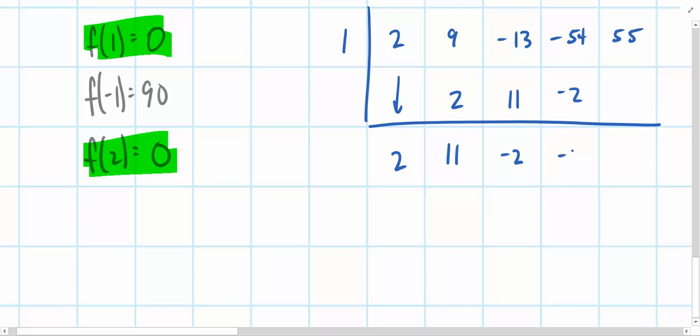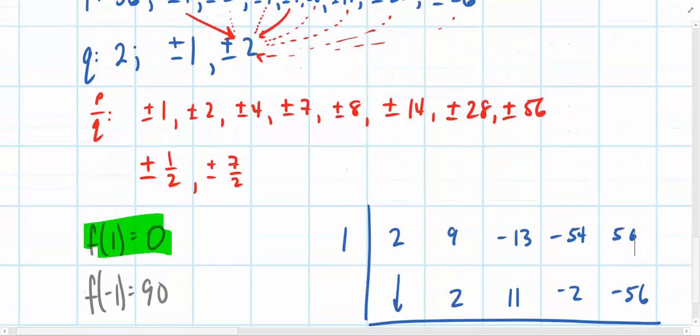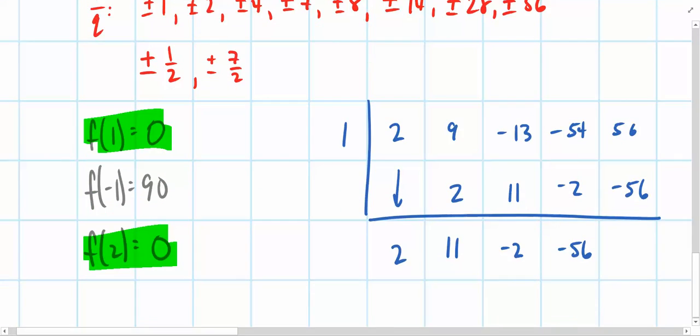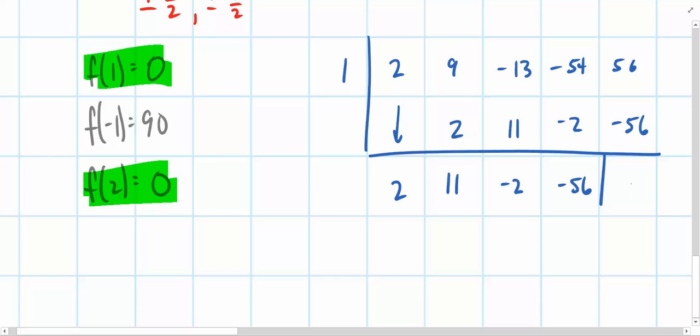add them, and multiply. Oops, I think I wrote this down wrong. This was a 56 from the beginning. Yeah, 56. Okay, good. Now these two add to make a 0, which is what we expected. We expected to have a remainder of 0.